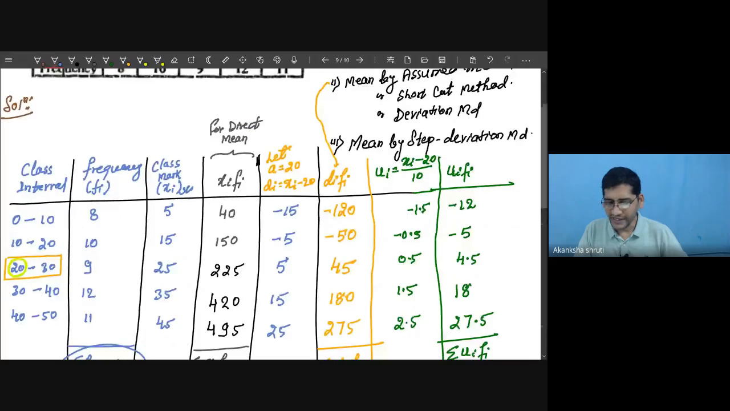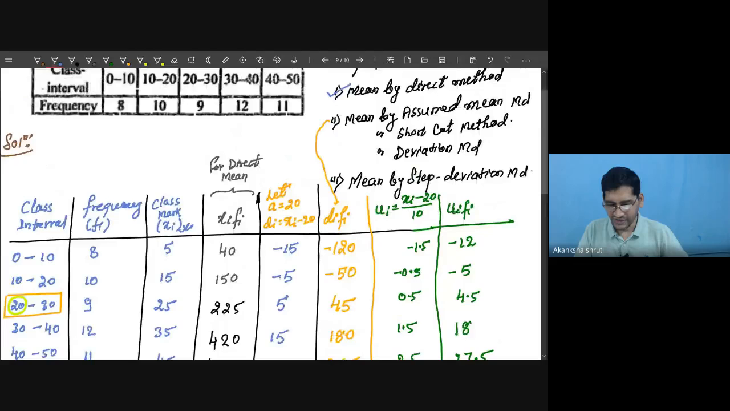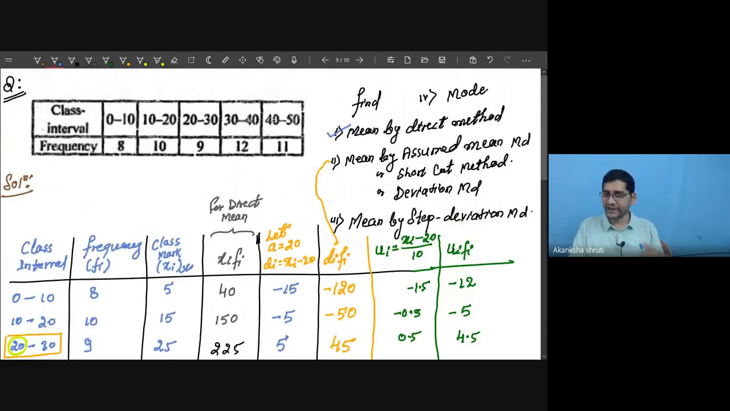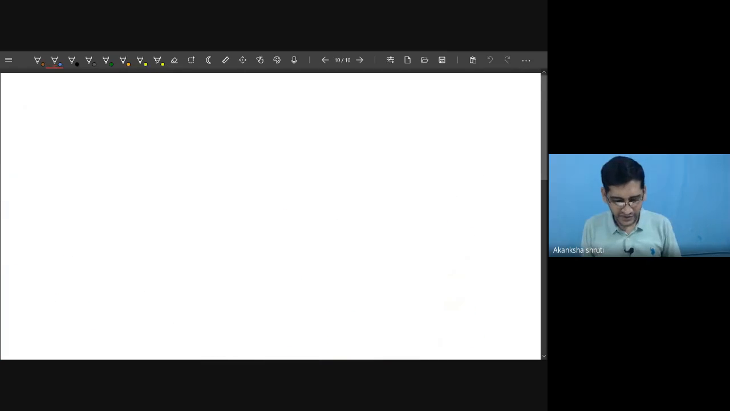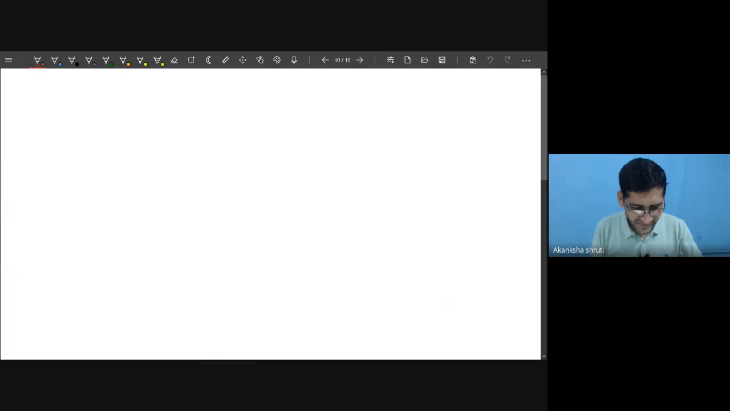Now let us go for calculation of mode. What is mode? Let me explain. Then I will take one example, or even I will calculate the mode for this one also. Students, let us come for mode.